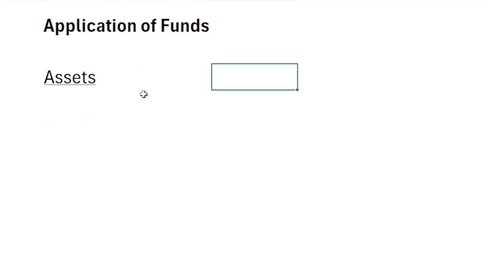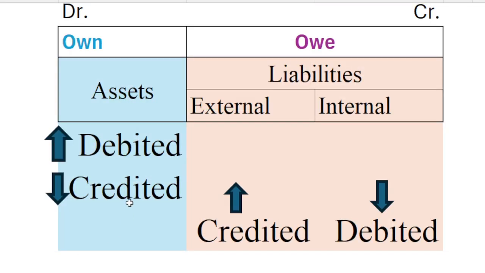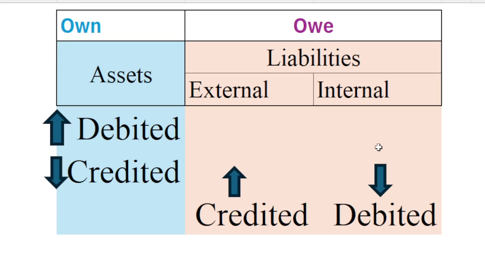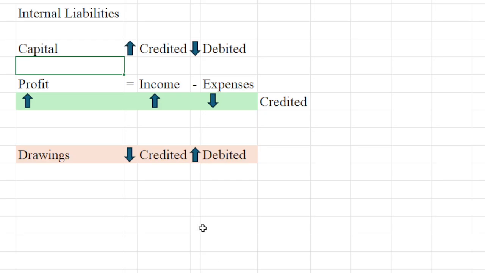Now let's focus on application of funds, broadly, assets. Assets are owned by the business, therefore they are debited. What does debit say? Owned by the entity, therefore assets are debited. Let's summarize once. Assets are owned, therefore they are debited when increased. Liability is an obligation to repay, therefore it is credited when it is increased, and vice versa when it is decreased. Now, let's focus more on internal liability.